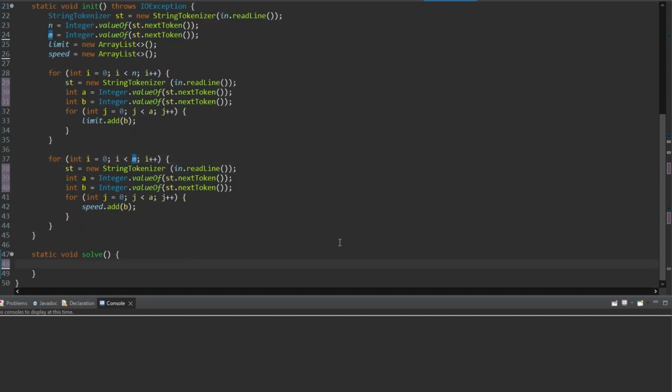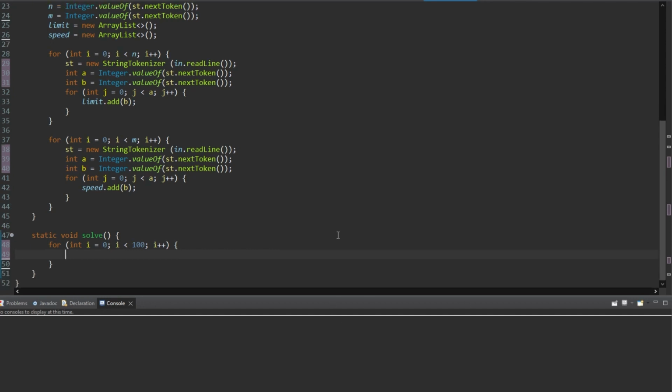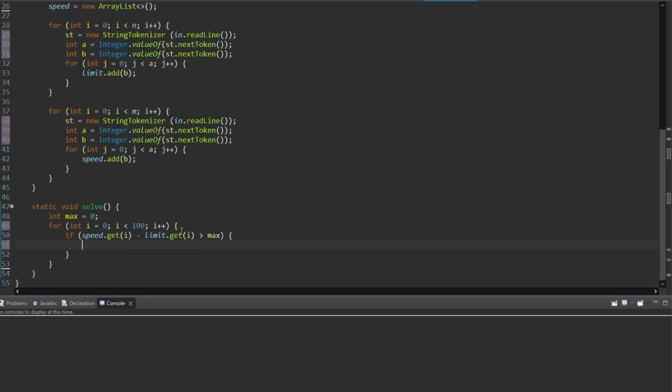Next we can just do the solve method. Solve method is also very simple. For this solve method, we're just going to have an integer, and that integer is just going to store the maximum difference between the actual speed and the speed limit. So for int i equals 0, i is less than, and then we know that it's going to be 100, so i plus plus, because the road is 100 miles long, obviously. So we'll do if speed dot get i minus limit dot get i is greater than, and then we actually need an int that's going to store the answer. And so we'll just say max. So basically, if this is greater than the max that we have right now, then max would be equal to just this.